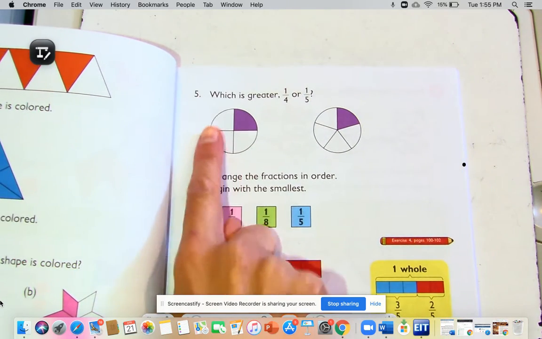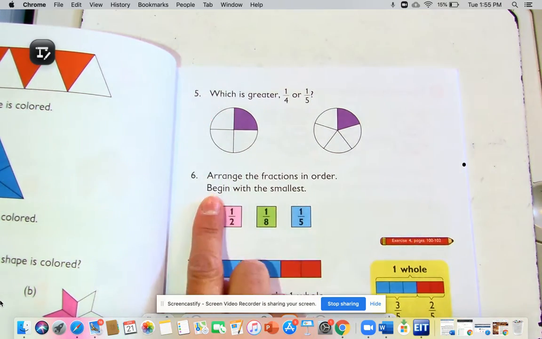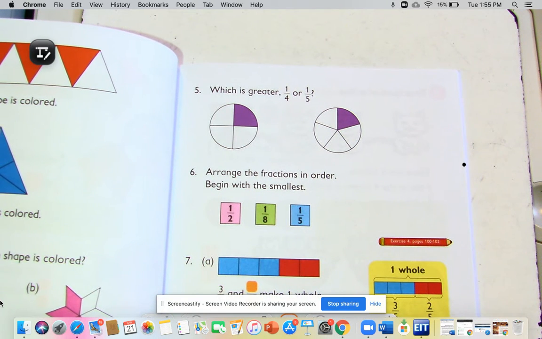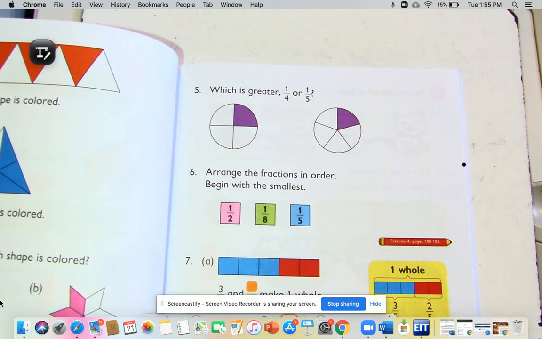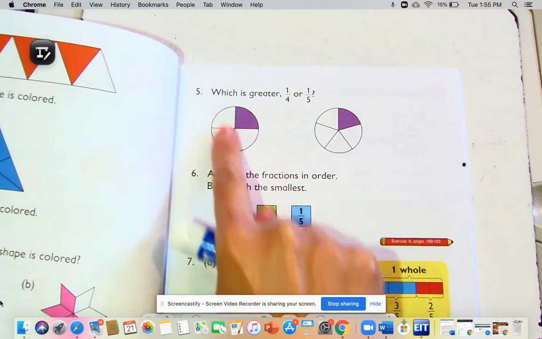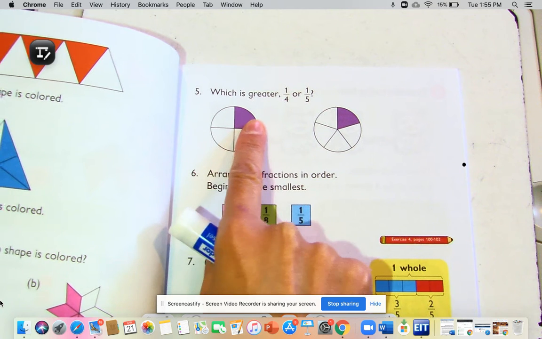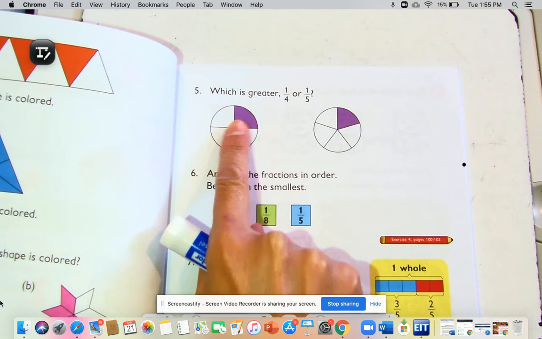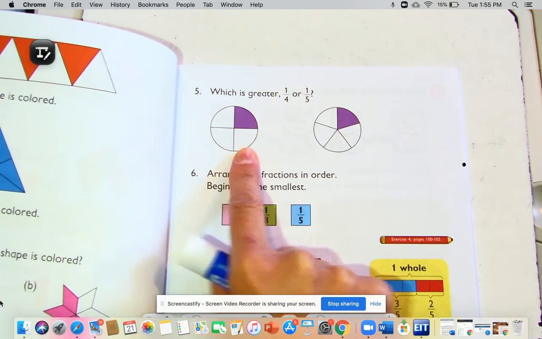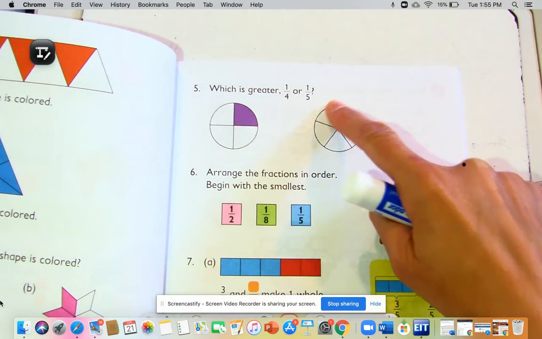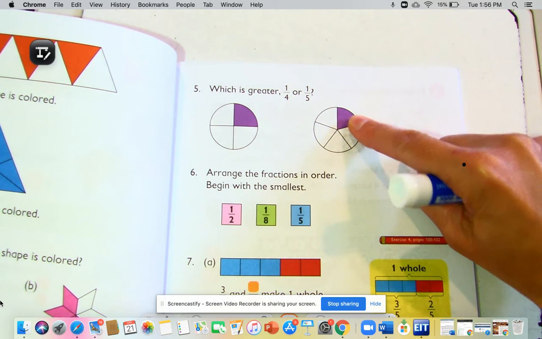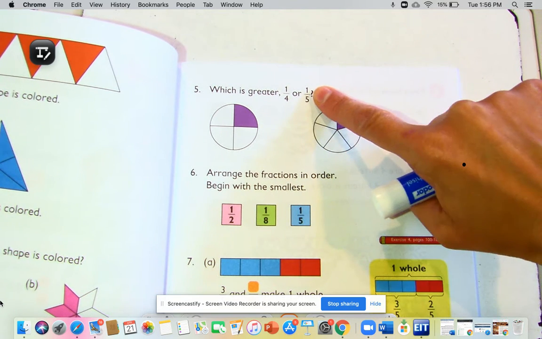The first one, we're going to look at number 5 and then number 6 for today, thinking about which fraction is bigger, which one is smaller. For number 5, we have 2 circles. You'll notice that this first circle is split into 4 equal parts and one of those parts is shaded. So 1/4 of the circle is shaded. And over here, we have 1, 2, 3, 4, 5, and one part that's shaded out of 5. So this one would be 1/5.